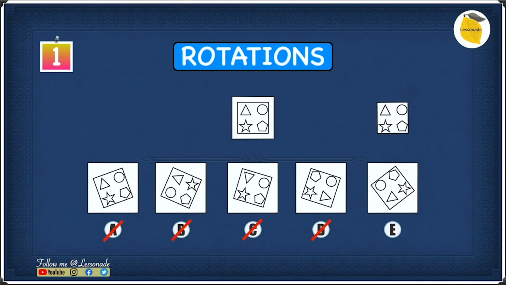Let's rotate E, and when you rotate E, you can see they're all at the right place. The triangle's at the top left, circle at the top right, pentagon's at the bottom right, and the star is on the bottom left. Which means E is our answer.